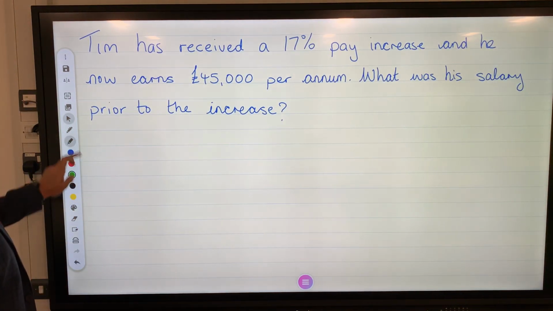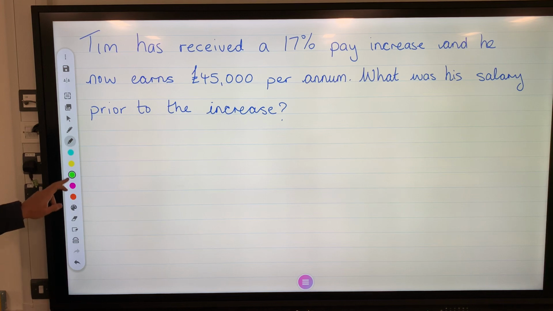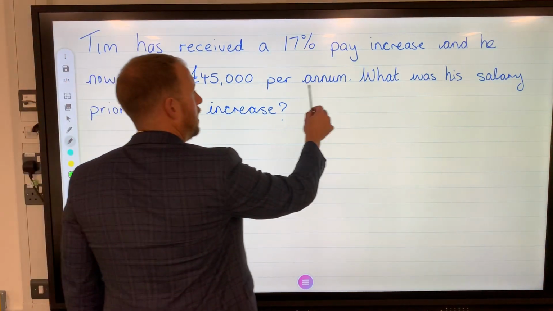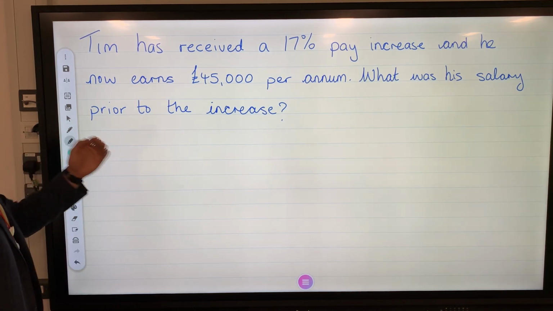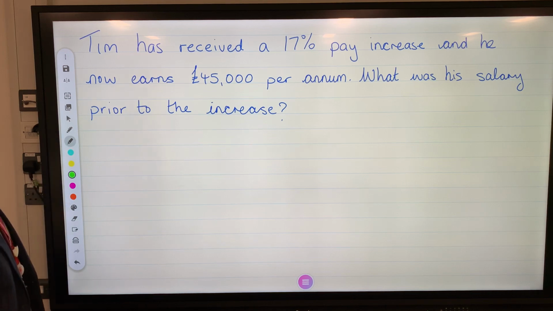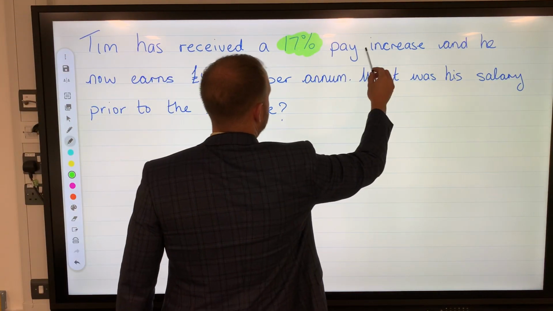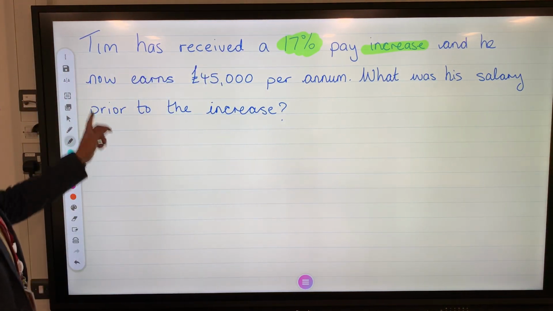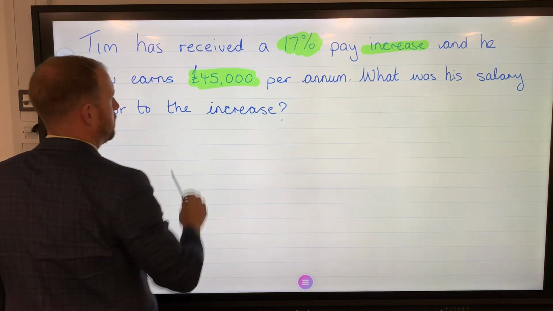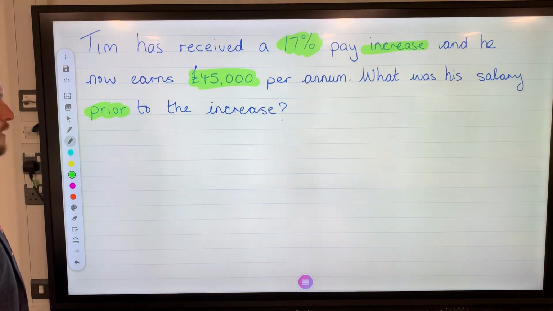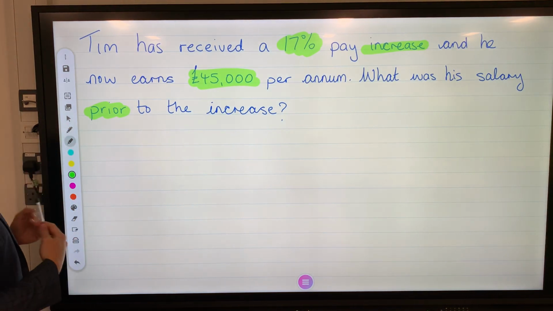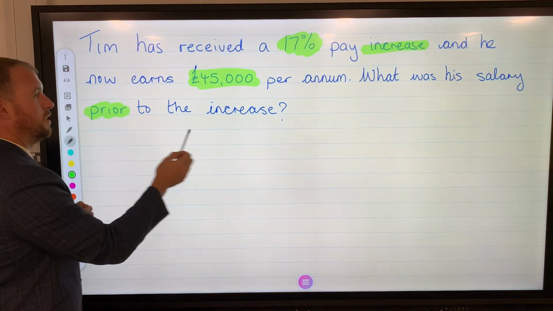So Tim has received a 17% pay increase and he now earns £45,000 per annum. Annum just means annually, per year. Okay, so £45,000 per year. What is his salary prior or before the increase? So highlighter, what's important? 17% increase. Now earns £45,000. What is his salary prior to the increase? So this is screaming reverse percentages because I'm looking for something before.